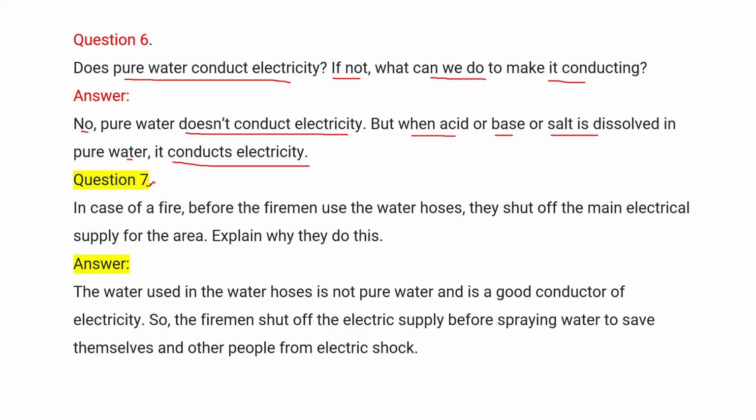Next question, question 7. In case of a fire, before the firemen use the water hoses, they shut off the main electrical supply for the area. Explain why they do this.